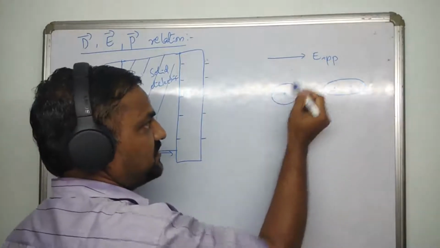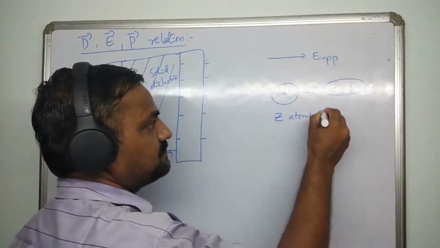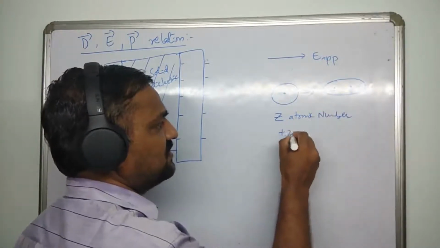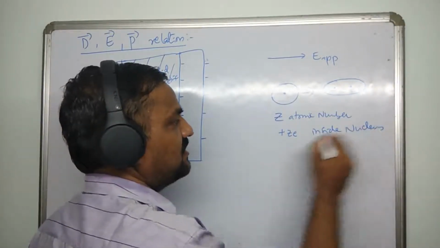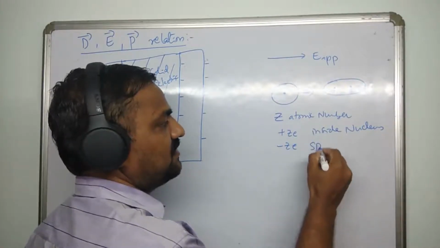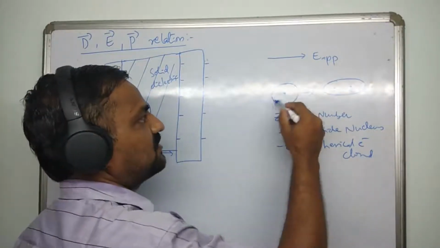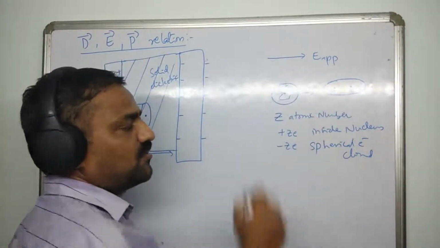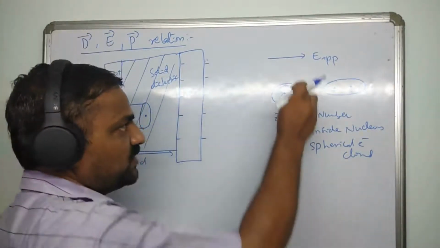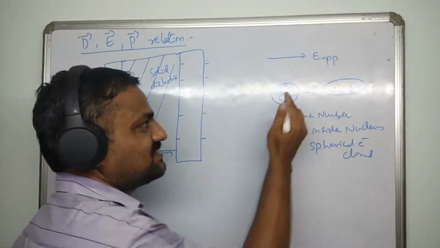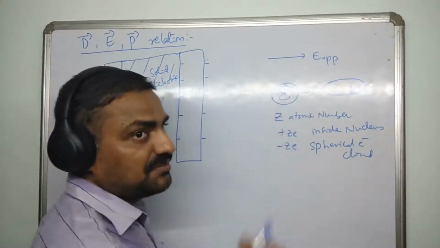So upon the application of electric field, if this is the atom with atomic number Z, then there will be plus Ze inside the nucleus, which are the protons, and the remaining minus Ze is the spherical electron cloud. Why I am calling it a spherical electron cloud is because electrons will be just revolving around the positive nucleus. So we can't say where the exact location of the electron is. So we can imagine that this entire cloud has its center here. So both the positive nucleus and the negative electron cloud have the same centers before the application of electric field.